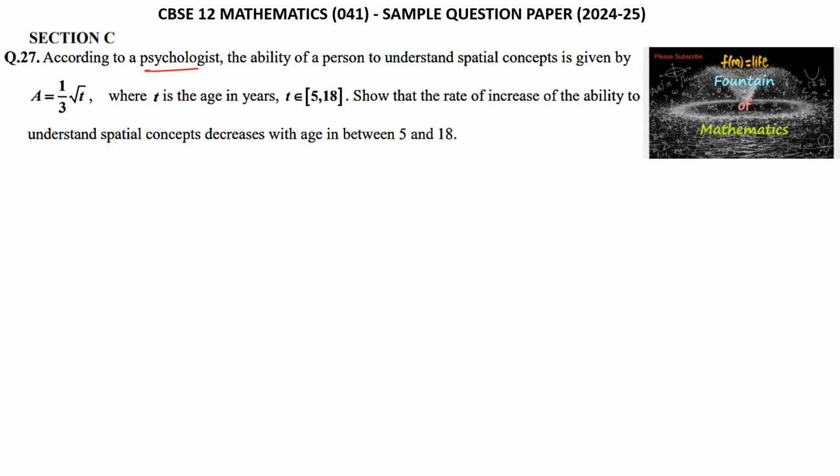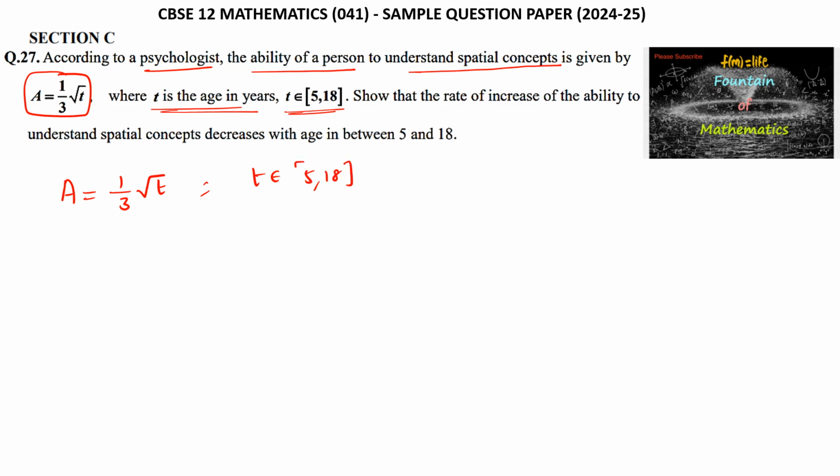According to a psychologist, the ability of a person to understand spatial concepts is given by A is equal to 1 by 3 root t. That is, A is equal to 1 upon 3 root t is the function given, where t is the age in years, t belongs to the closed interval 5 comma 18, means from 5 to 18 years.